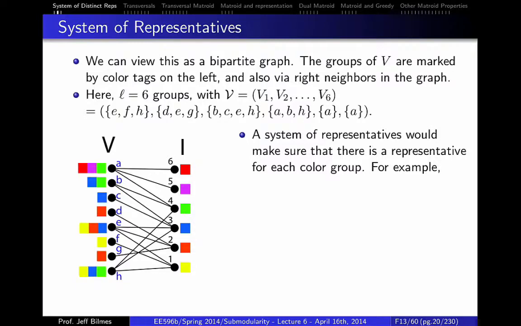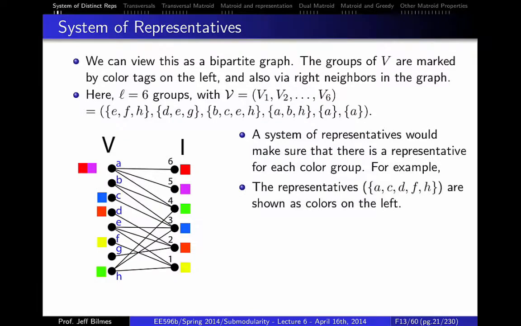Now, what a system of representatives does is it's basically a subset of V such that every one of the groups on the right is represented. That basically means if we take the union of colors of the representatives on the left, it has to equal the union of colors on the right. Here's, for example, a particular representative. The representatives in this case are A, C, D, F, and H. So A represents the red group and the purple group. C represents the blue group. D represents the red group. F represents the yellow group, and H represents the green group. So that's a system of representatives.